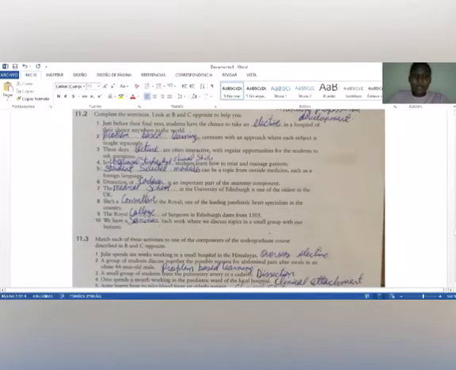Number 4, in vocational studies and clinical skills, students learn how to treat and manage patients. Number 5, a student select module can be a topic from outside medicine, such as a foreign language. Number 6, dissection of cadaver is an important part of the anatomy component. Number 7, the medical school at the University of Edinburgh is one of the oldest in the UK.